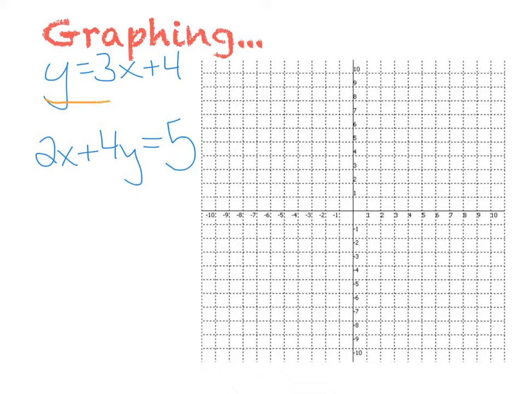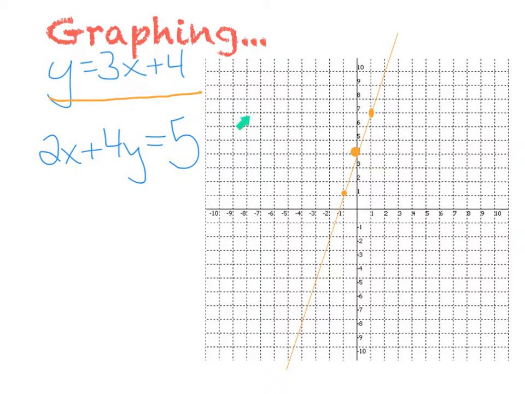Let's take y equals 3x plus 4. Notice that I first plotted our y-intercept, which is 4, and then I counted up 3, right 1, because our slope is positive 3, and then I connected those points.